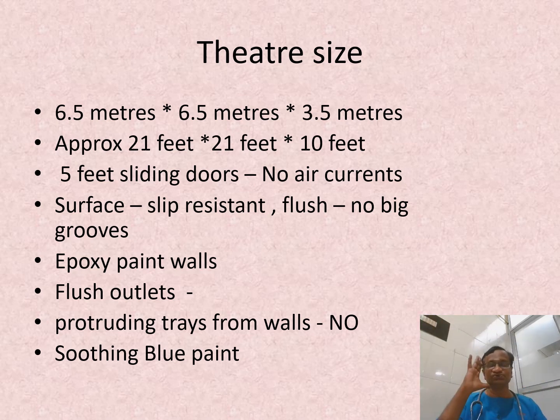And preferably in a soothing blue paint. So 21 feet by 21 feet, nearly a square with around 10 feet height. 5 feet sliding doors, no air currents. Epoxy paint walls. You should not have big grooves in this. You can see grooves here. These grooves are for bacteria and viruses, so we should not have grooves. All this to be flush.